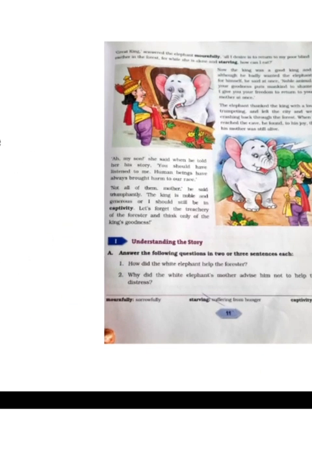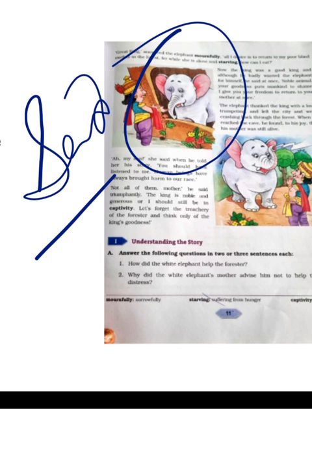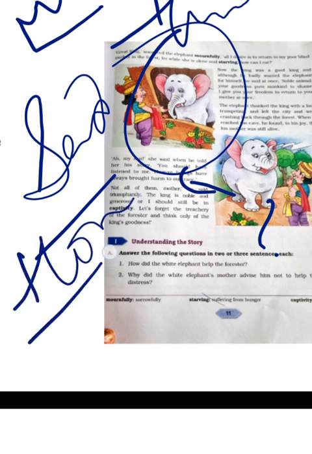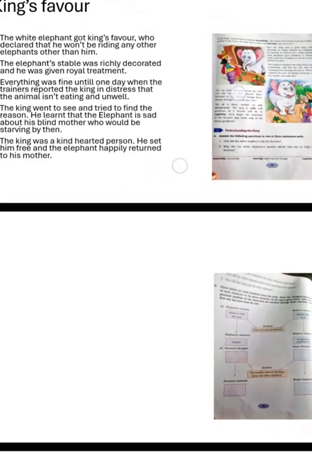those trainers simply rushed to the king and said that this elephant is not eating anything and is very sad. The king went to him and asked, "What is the matter?" This elephant said, "I'm thankful for all your humbleness and the honor that you are giving me, but I have a mother who is blind, and without me, she's not going to survive." This simply touched the gentle king, and he set the elephant free. The elephant returned back to the jungle.